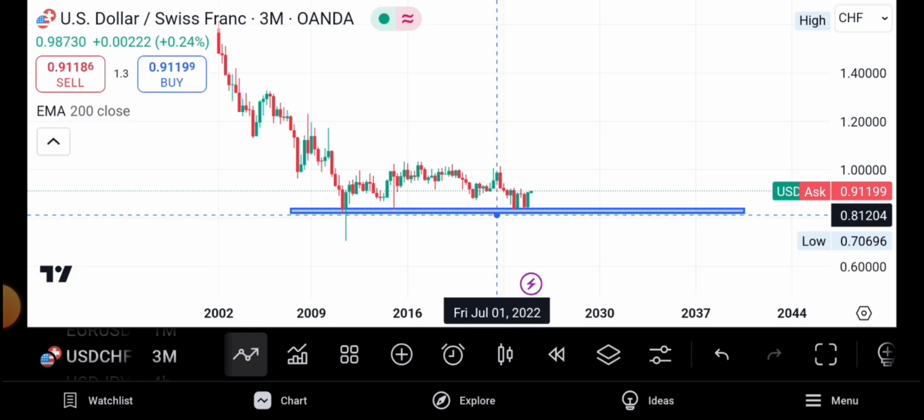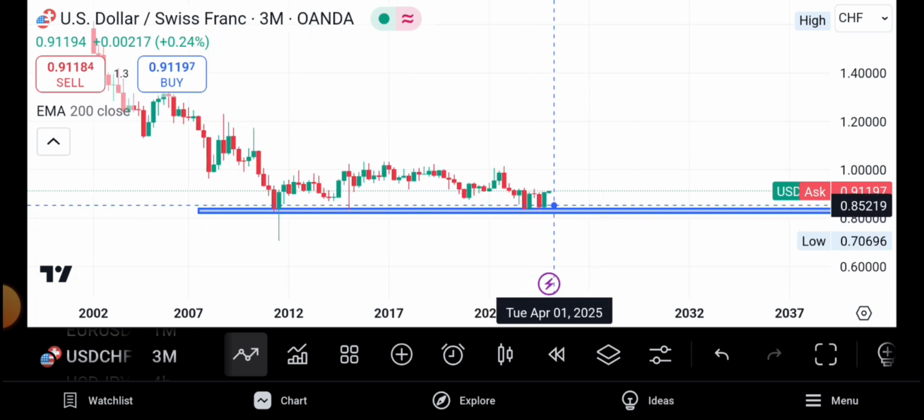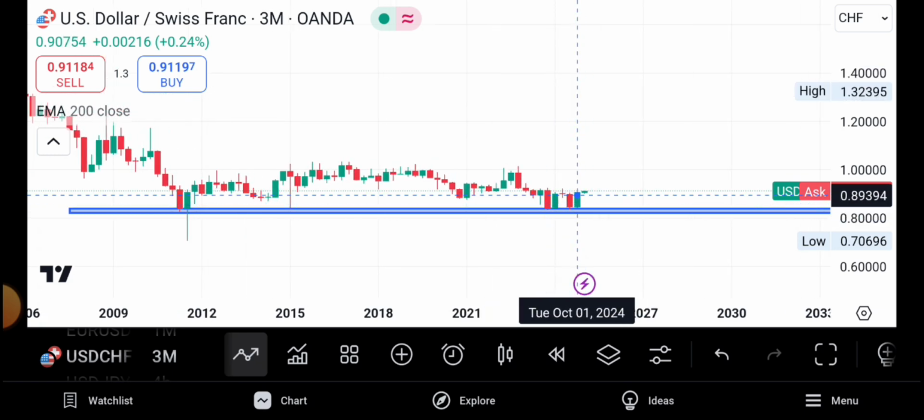This is a strong support zone, and you can see in the previous 3-month candle the presence of buyers. There were very strong buyers here, and for your information, we had a marubozu bullish candle here. So what does it indicate? It indicates that the presence of buyers is very strong.